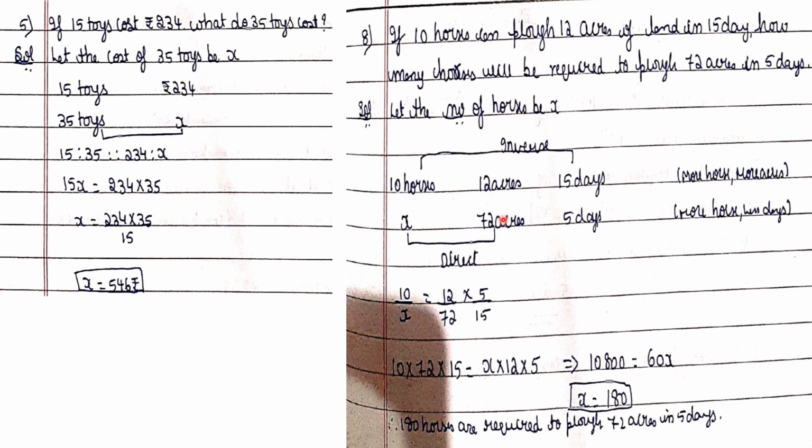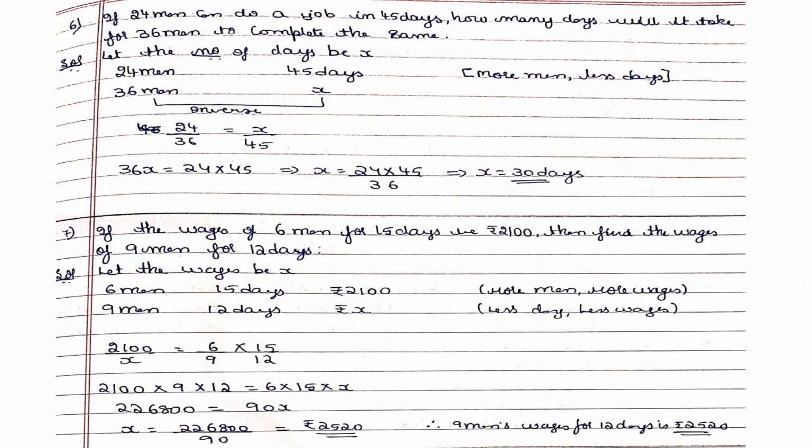If both are more, then it is called direct. If both are less, then it is called direct. But if one is more and one is less, then you have to go with inverse proportion. So 10 divided by x is equal to 12 by 72 into 5 by 15. Now cross multiply, 10 into 72 into 15 is equal to x into 12 into 5. So you will get 10,800 is equal to 60x. So x is equal to 180. That means you require 180 horses to plow 72 acres in 5 days.